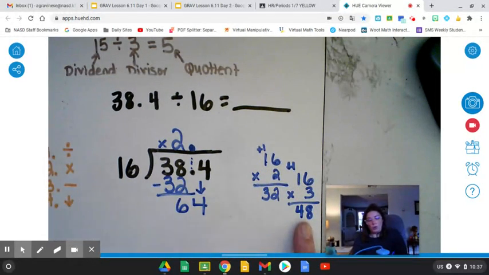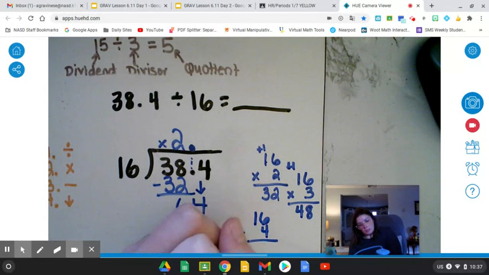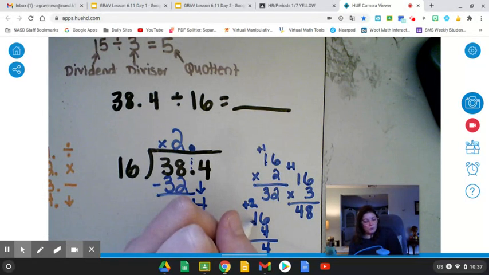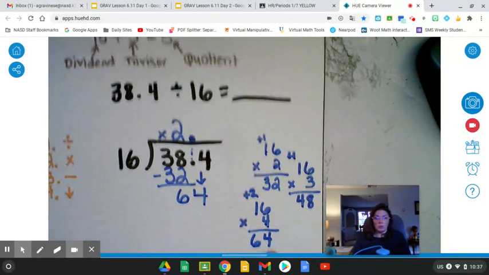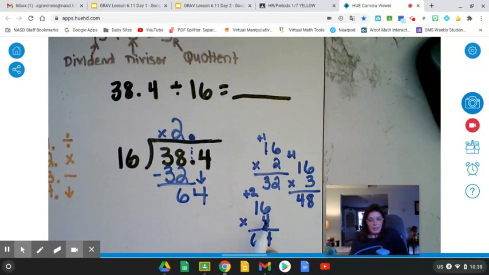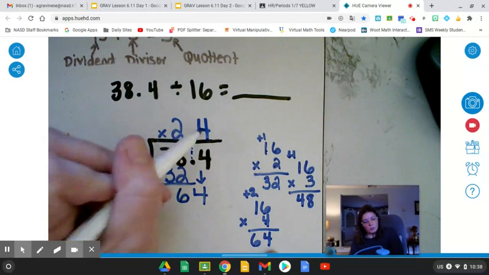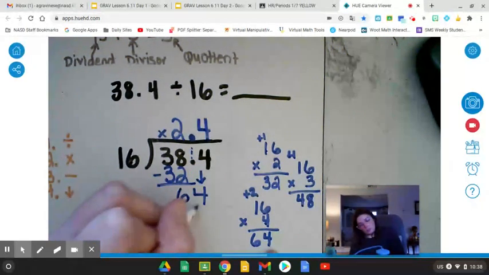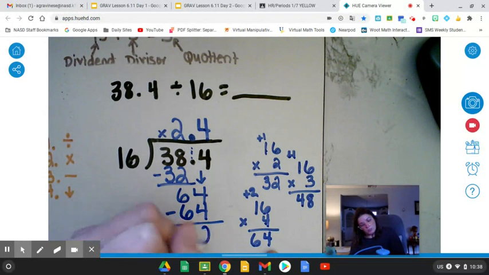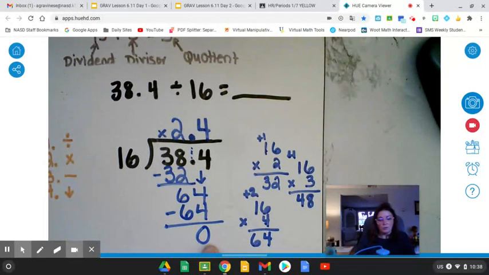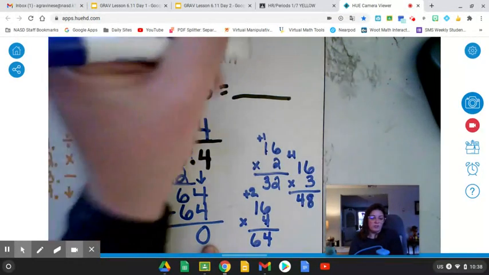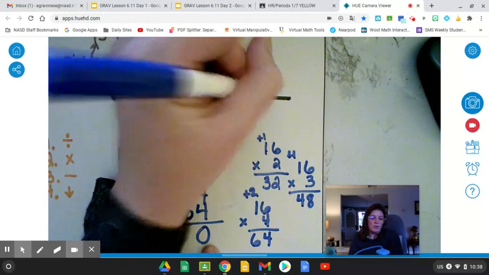Let's see if we can go one more. 16 times 4. 4 times 6 is 24. 4 times 1 is 4, plus 2 is 6. So look at that. We can take exactly 4 groups of 16 and get 64. So I put my 4 for my number of groups. 4 times 16 is exactly 64. And when I subtract, there's nothing left over, so I know I'm finished. So 38 and 4/10 divided by 16 is 2 and 4/10.